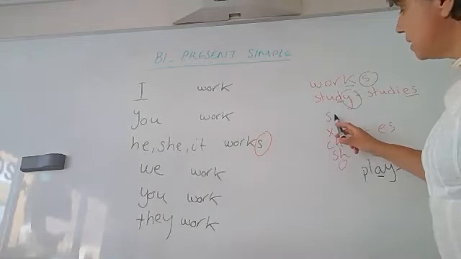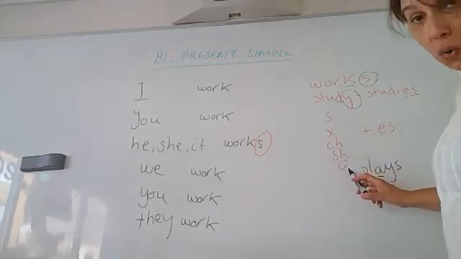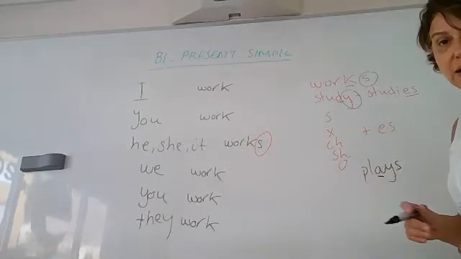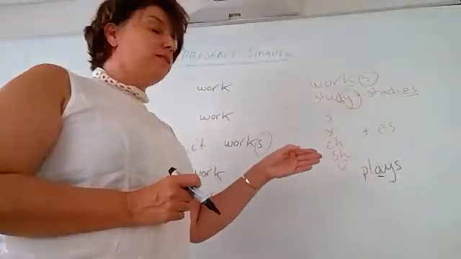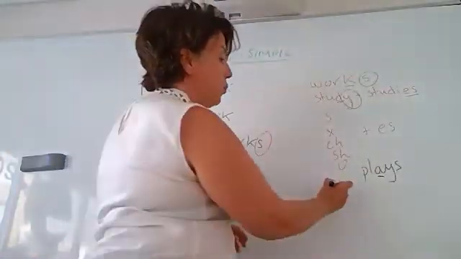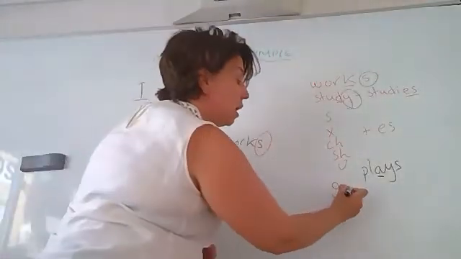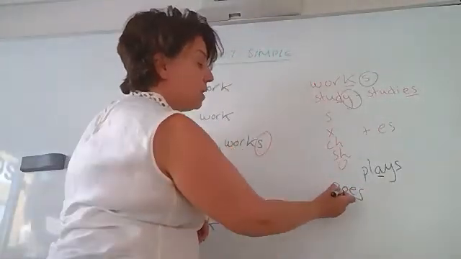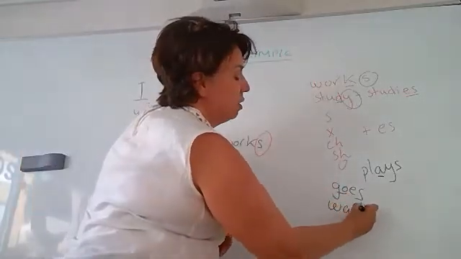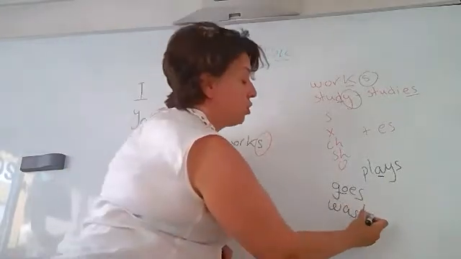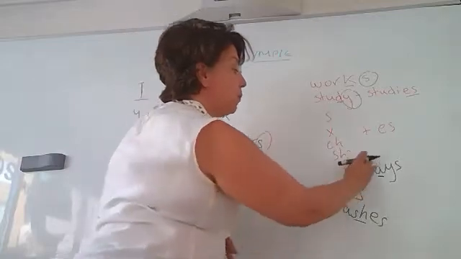If the verb ends in S, X, CH, SH, or O, we also add ES. So, as you can see, with a verb like, for example, go, we would say he goes, because it ends in O. With a verb like wash, you'd say washes, because it ends in SH.